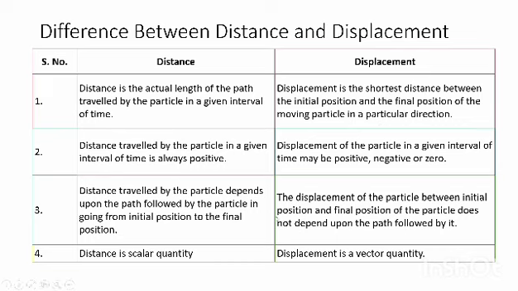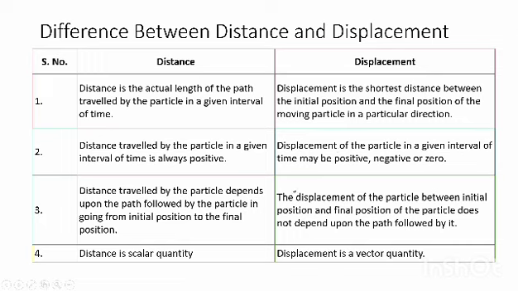Distance is the actual length of the path traveled by the particle in a given interval of time. So it gives you the total length of the path that a person or a body traveled, whereas displacement is the shortest distance between the initial position and the final position of the moving particle in a particular direction. Second, distance traveled by a particle in a given interval of time is always positive, while displacement of the particle in a given interval of time may be positive, it can be negative, it can be zero.